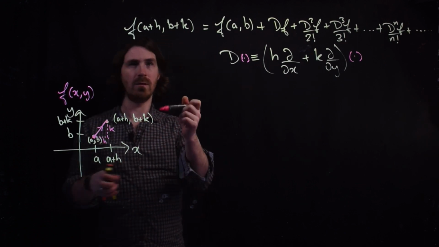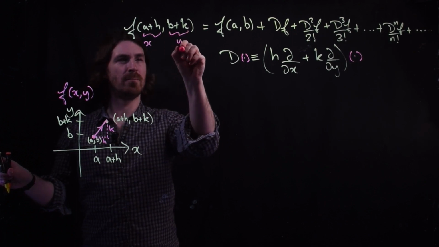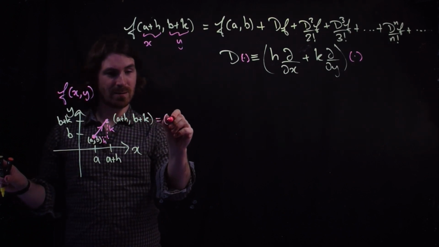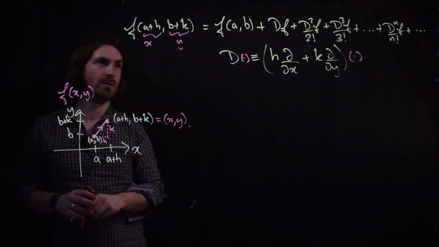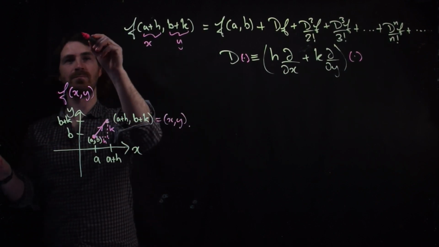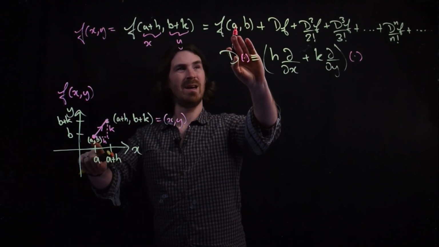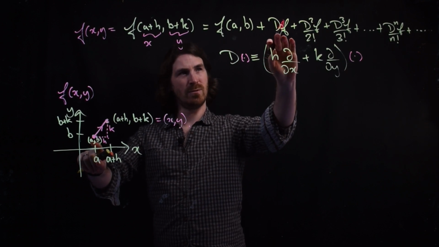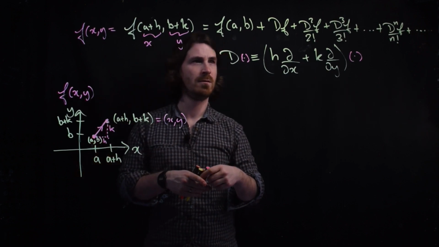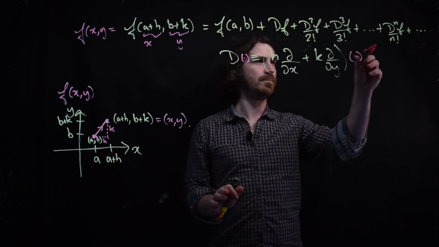Frequently you'll see this just being called x and this being called y, i.e. we're going to label this point as x, y. So the value of the function at x, y equals the value of the function at a, b plus the derivative of the function taken at a, b. It's understood that these derivatives are taken at a, b. I should write that.